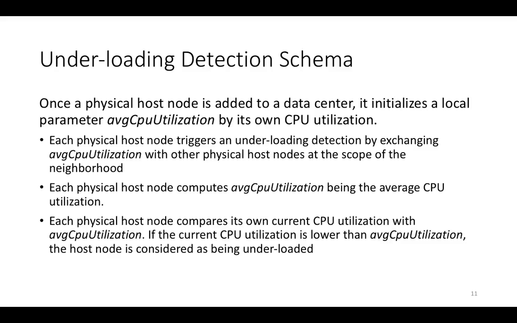And finally, each physical host node compares its own current CPU utilization with AVG CPU utilization. If the current CPU utilization is lower than AVG CPU utilization, in this situation, the host node is considered as being underloaded. By running the underloading detection schema for several cycles, the average utilization of the data center is disseminated inside the data center, resulting in the global convergence of the underloading detection.